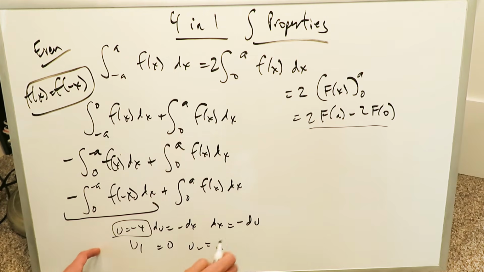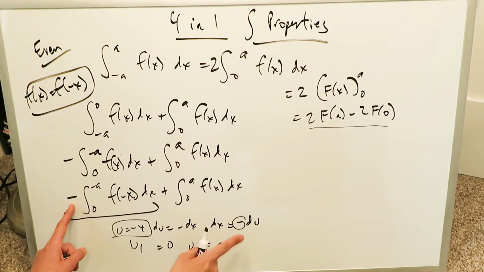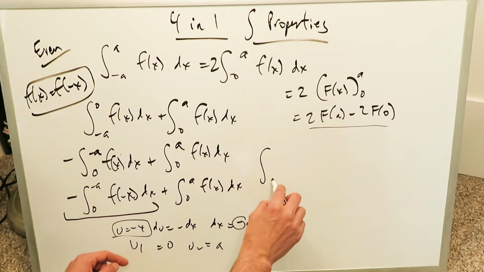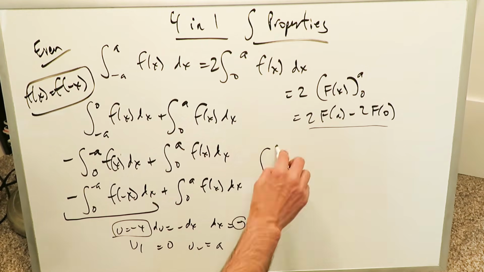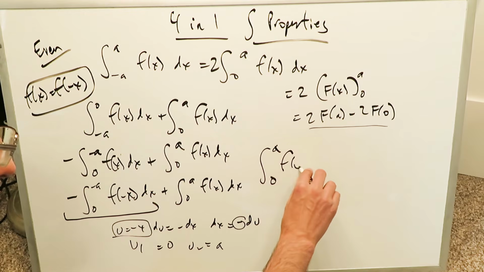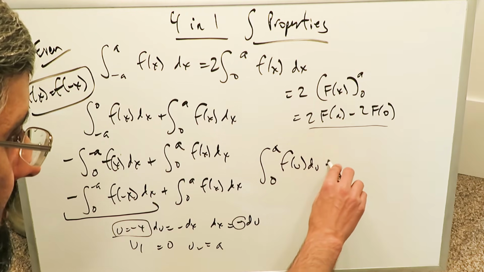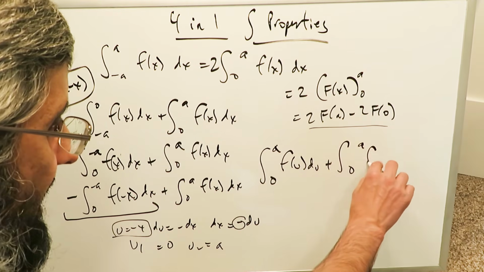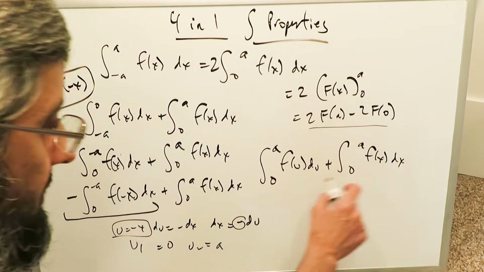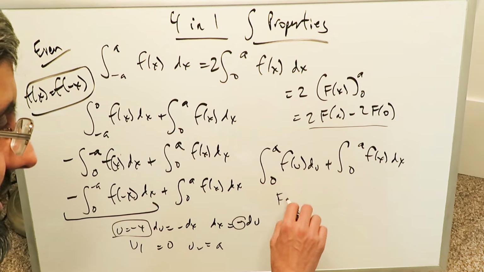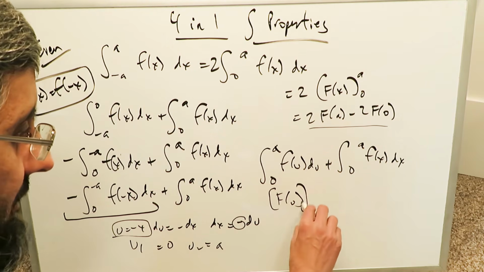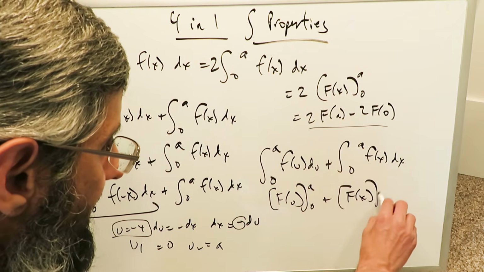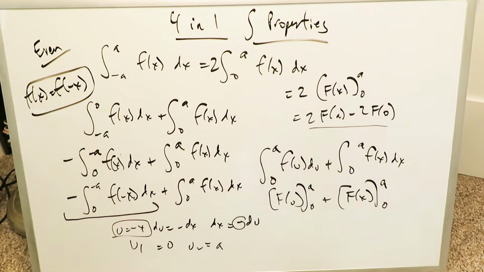When I bring in the substitutions, I have a minus here and a minus here. They negate each other and you'll have a positive. You'll have a 0 as the lower limit, your upper limit a, and then f of u du, plus this right here, the integral from 0 to a of f of x dx. When you do the antiderivative here, you have a capital F of u, evaluated from a to 0. Here you have a capital F of x, evaluated from a to 0. Do the definite integration.